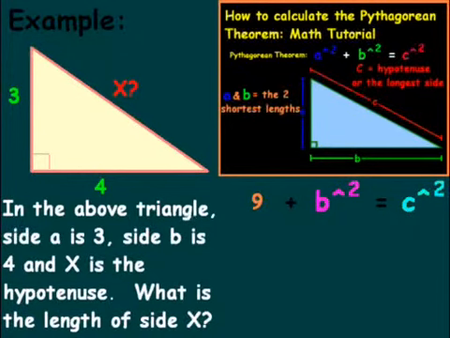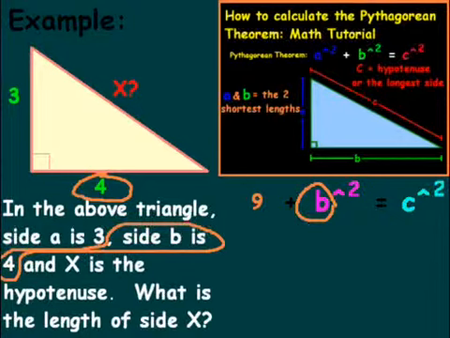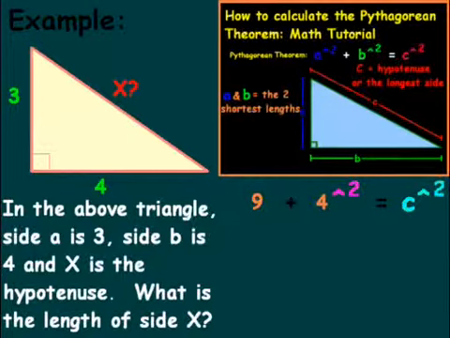Well, side b is 4. I'm going to circle that right there. So we take 4 and we plug it in for b. So we have 9 plus 4 squared equals c squared. Now 4 squared can be simplified. 4 times 4 is going to equal 16. So I'm going to change it to 16. And now we have 9 plus 16 equals c squared. Well, 9 plus 16 is 25. So I'm going to write in 25 there. So 25 equals c squared.